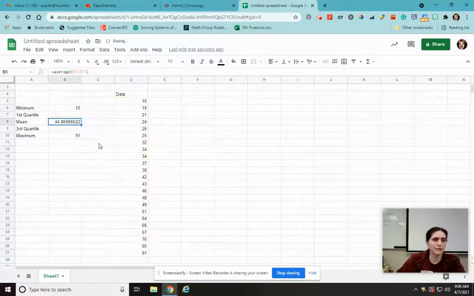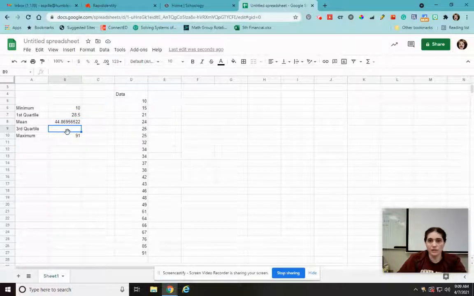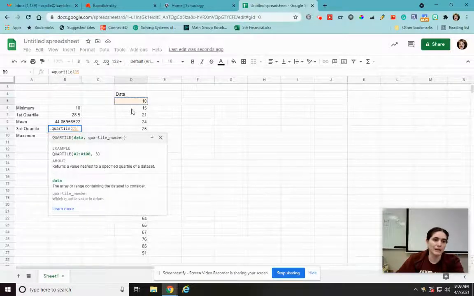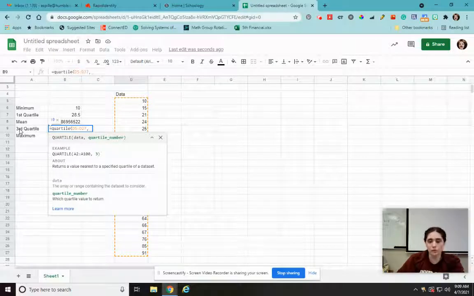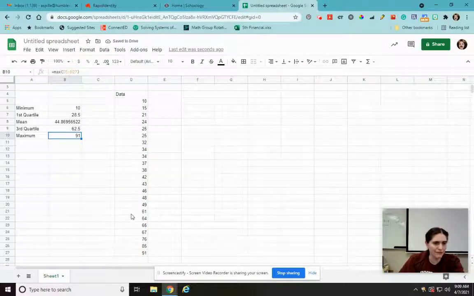Close parentheses. So the first quartile is 28.5, which is halfway between these two. This is my quarter point, a quarter of my data. This is the point at which I've reached 25%. It's the first quarter. Okay, now the third quartile. We're going to do the exact same thing. Equals QUARTILE, open parentheses, highlight our data, comma. And this one, we want the third quartile, so we're going to put 3. Close parentheses. My third quartile happens at 62.5, so that would be right here.